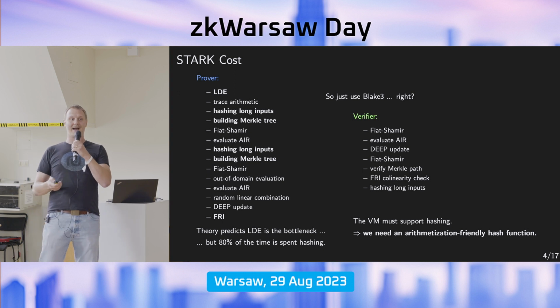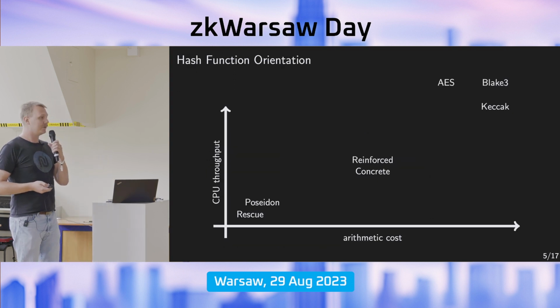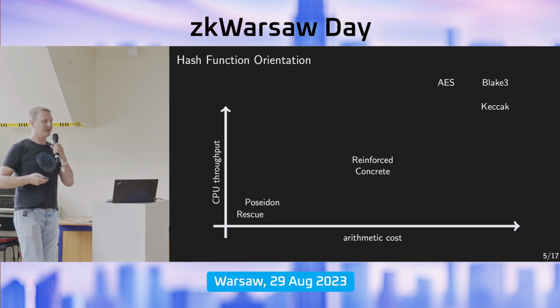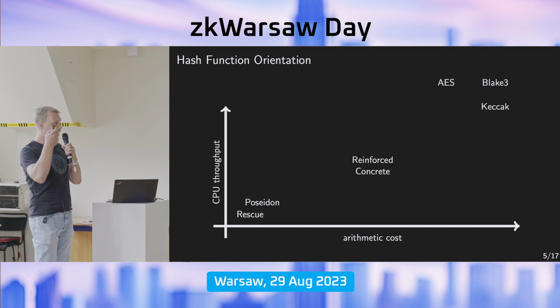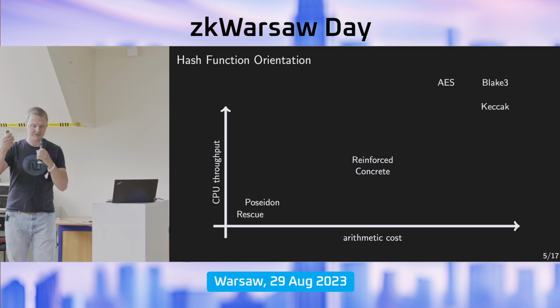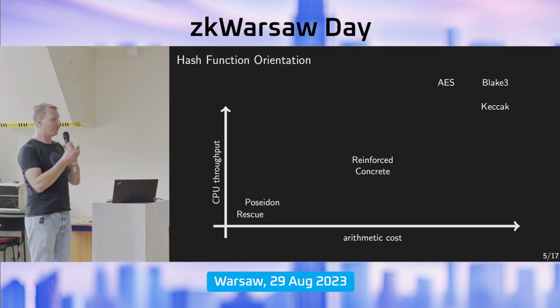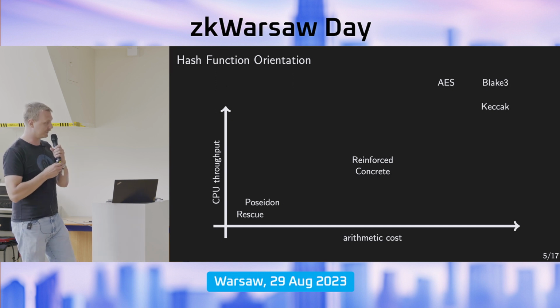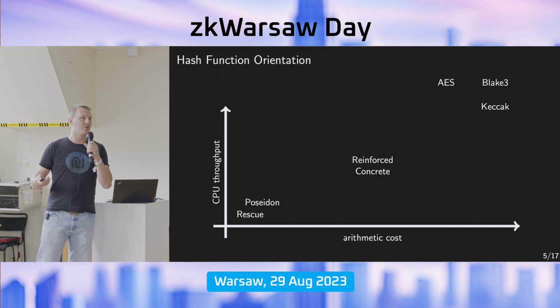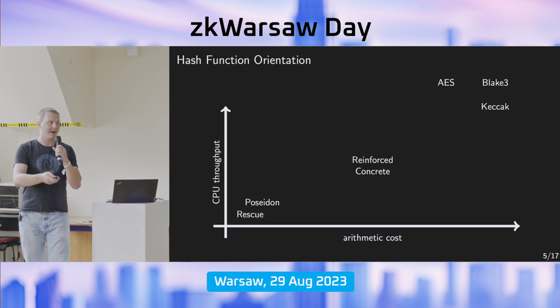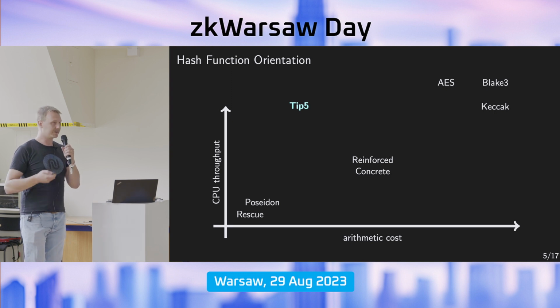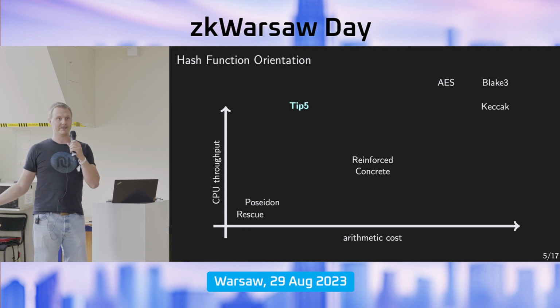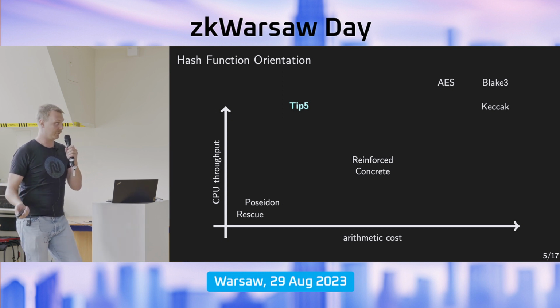That's great. We have Rescue and Poseidon, don't we? So you can plot them on a graph. On the one axis, you have the arithmetic cost: how much are you paying in terms of proving time in order to prove the correct evaluation of this hash function? And on the other axis, you can have the throughput of your hash function as measured on a CPU. And so Poseidon and Rescue have a very small arithmetic cost, but at the expense of a slow CPU performance.